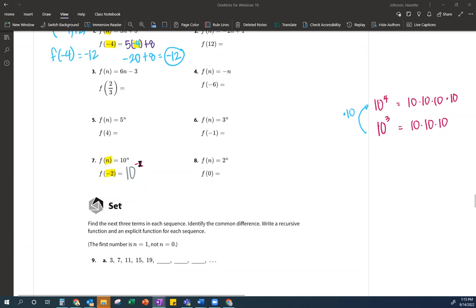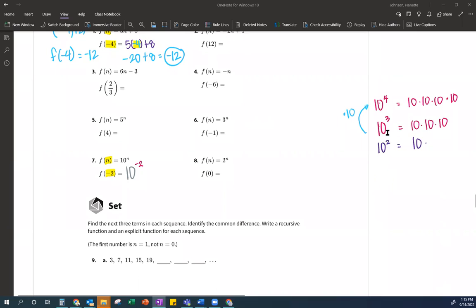But I need to get to the -2 land, so I'm going to move down, okay? So over here, I'm going to do 10 squared, which you all know means 10 times 10. Ms. Johnson, that's 100. I don't really care that it's 100 right now. I only care what the pattern is showing me.